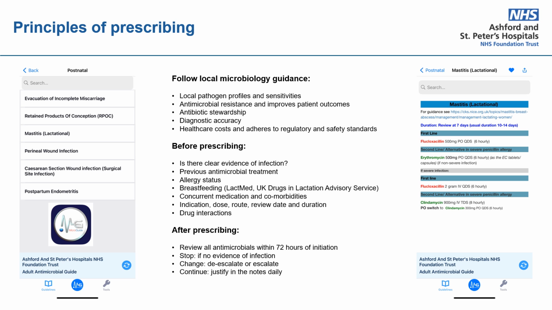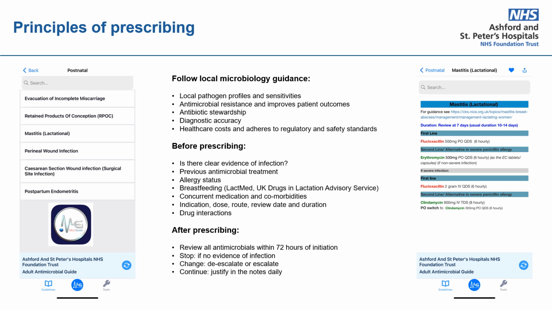I will go into breastfeeding a bit later on in the presentation, but we must remember that the excretion of most drugs in breast milk is low, but that possibility needs to be discussed with mothers. Latest evidence and guidance can be checked on useful databases called LactMed and also on the UK Drugs in Lactation Advisory Service.